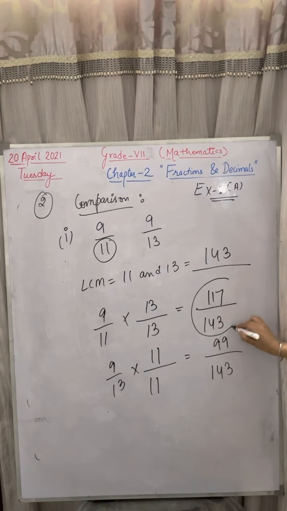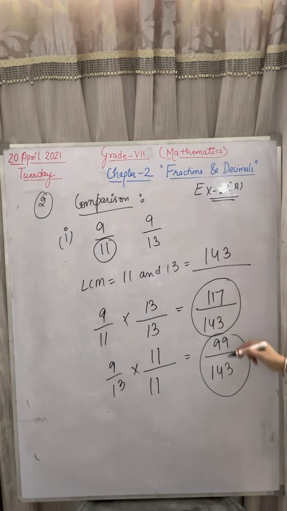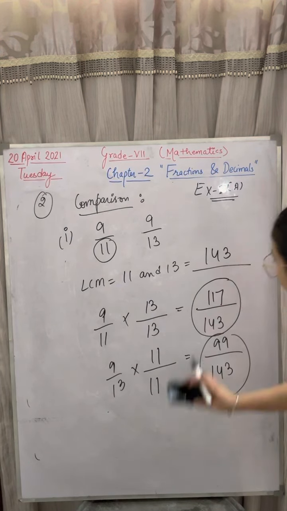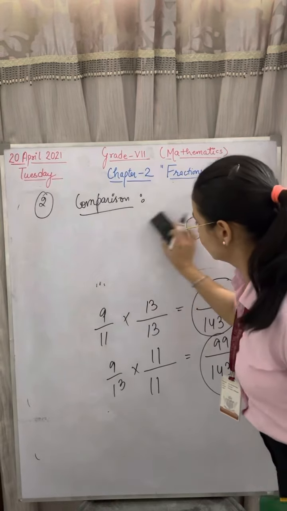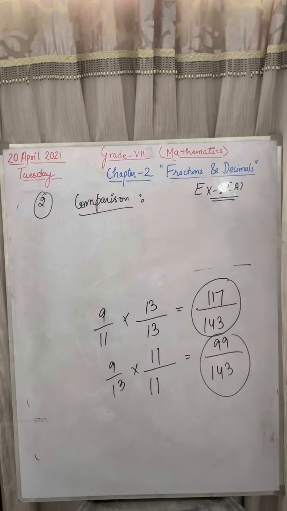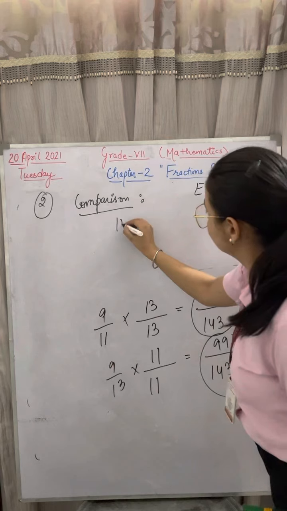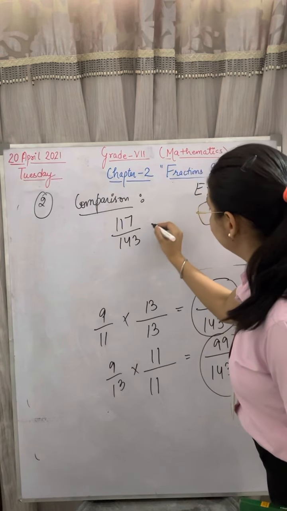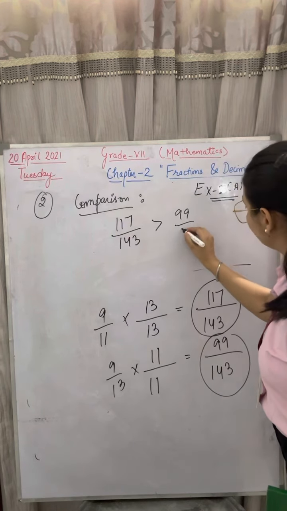Now check it out, these two fractions. Denominators are same. Yes, denominators are same. Now, which one is bigger? This one or this one? Tell me, which one is bigger? Yes, 117 upon 143 is bigger than 99 upon 143.